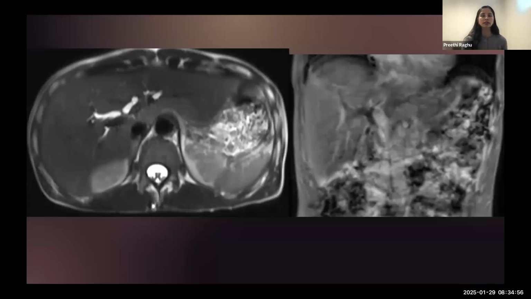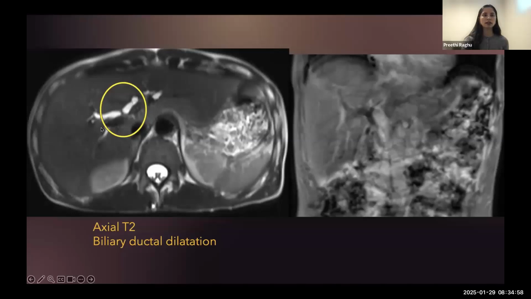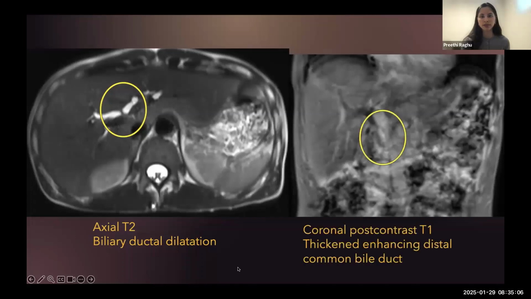But this is a companion case where a patient with similar symptoms ended up having an MRI, and on T2 weighted images, we saw dilated ducts. And then this was a post-contrast T1, and you can see it's very fuzzy. This patient had a lot of trouble with the breath hold, but we did see what we thought was some long segment of enhancement along that distal common bile duct.